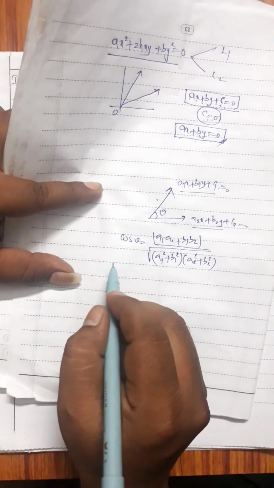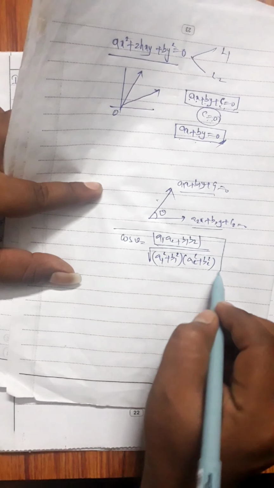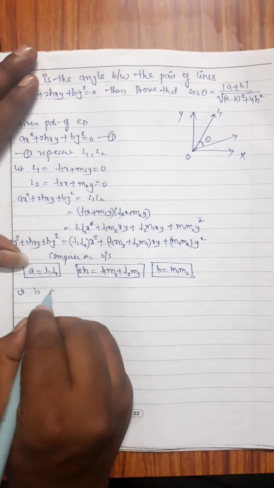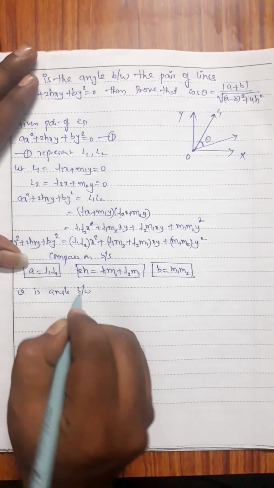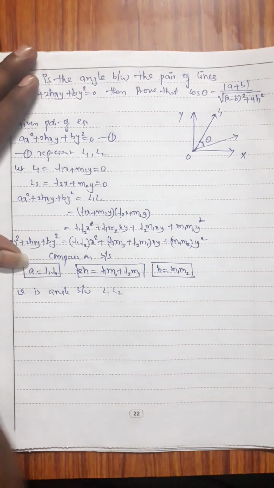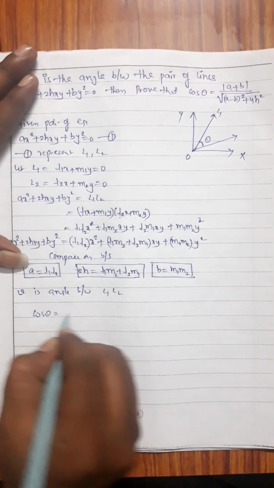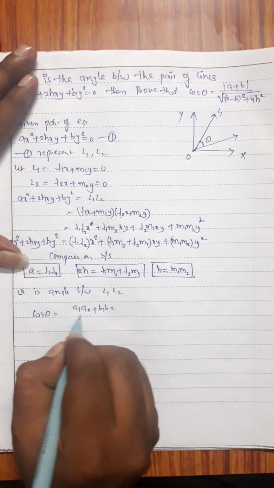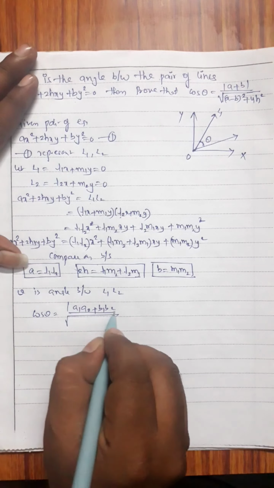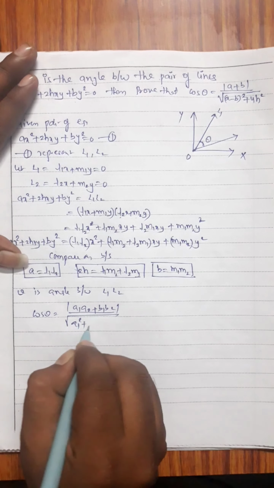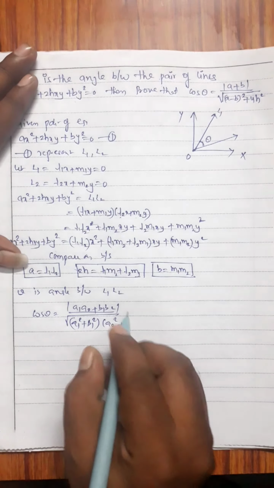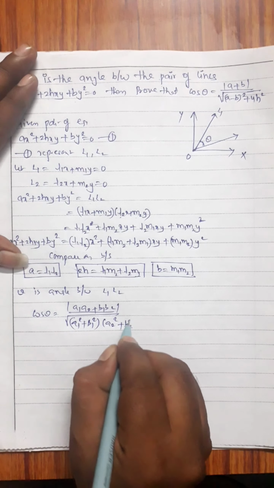So we already learned this formula in the chapter straight line. So apply this formula here. That's why theta is the angle between L1 and L2. Therefore cos theta is equal to, what is the formula here, a1 a2 plus b1 b2 by the root of a1 square plus b1 square into a2 square plus b2 square.